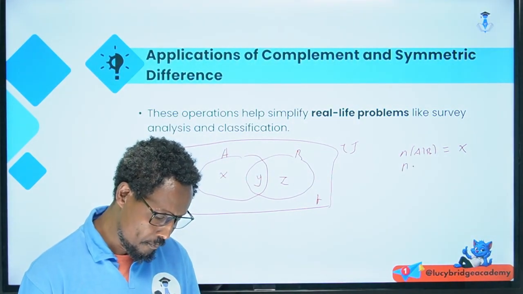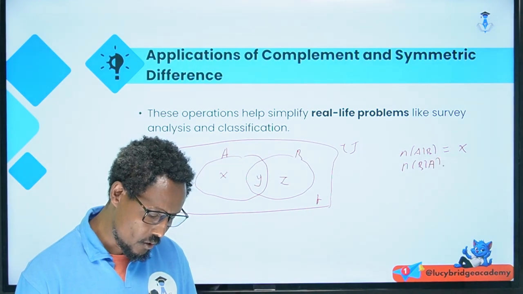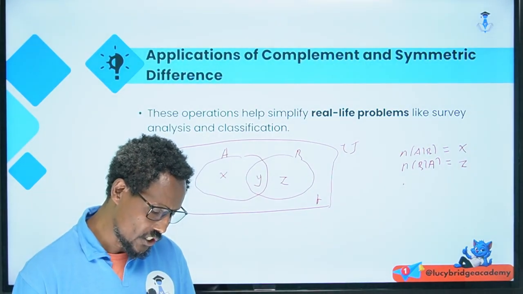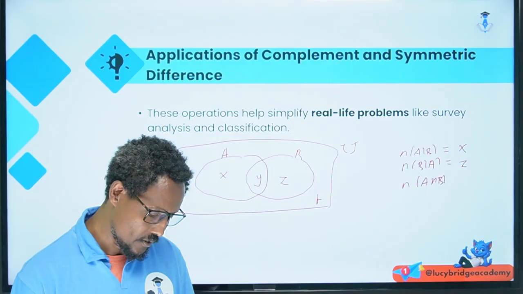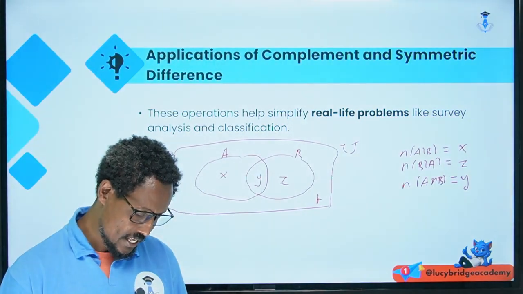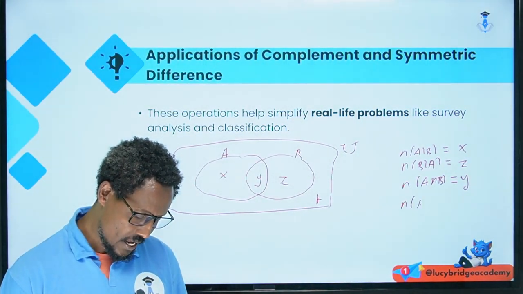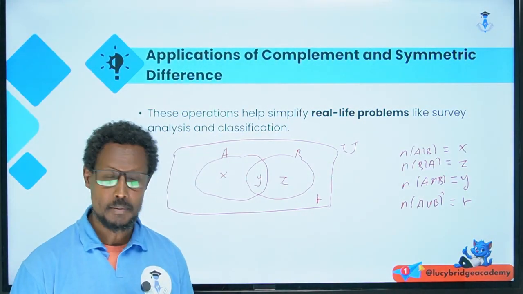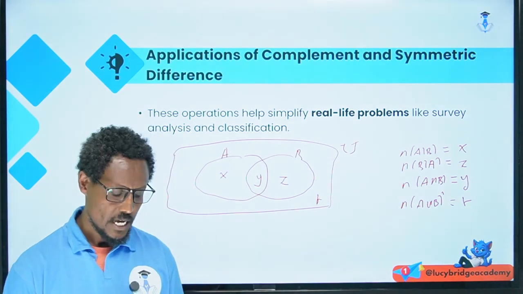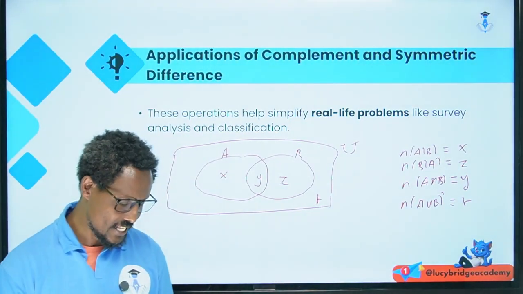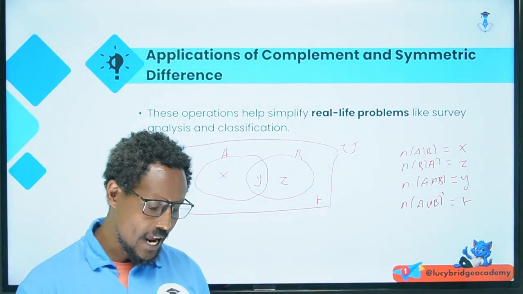Again, the number of B without A, the number of elements only in B, not in A, is represented by z, and the number of their intersection, A intersection B, is equal to y, and r is the number of A union B complement. Okay, A union B complement. What do you mean by A union B complement? A union B means the two circles, right? Complement means out of the two circles, but in the universal set, which is r. R is in the universal set, but not in A and not in B, right?